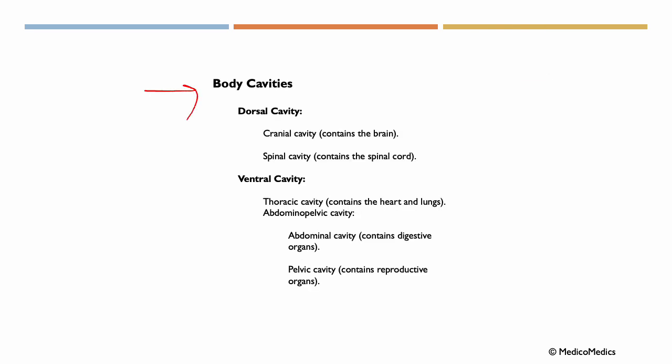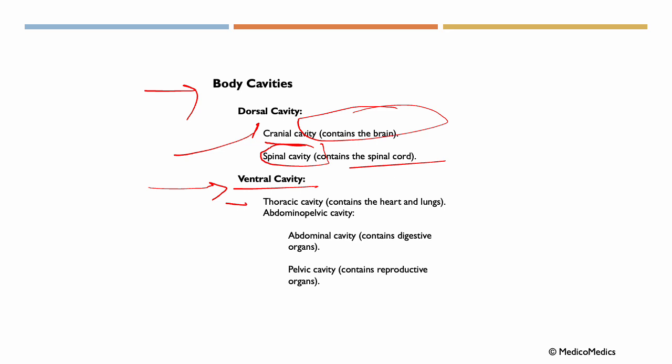Now, body cavities. So we have the dorsal cavity. And in the dorsal cavity, we have the cranial cavity, which contains the brain. And we have the spinal cavity, which contains the spinal cord. Furthermore, we have the ventral cavity, where we find the thoracic cavity, which contains the heart and lungs. We have the abdominopelvic cavity, which contains the abdominal cavity, containing the digestive organs. Also, the pelvic cavity, which contains the reproductive organs.